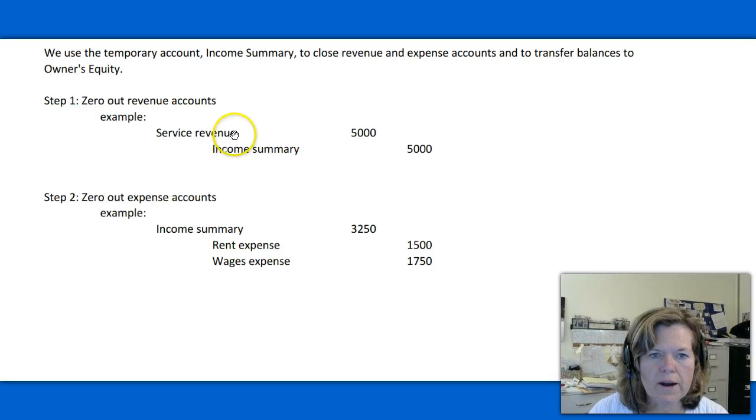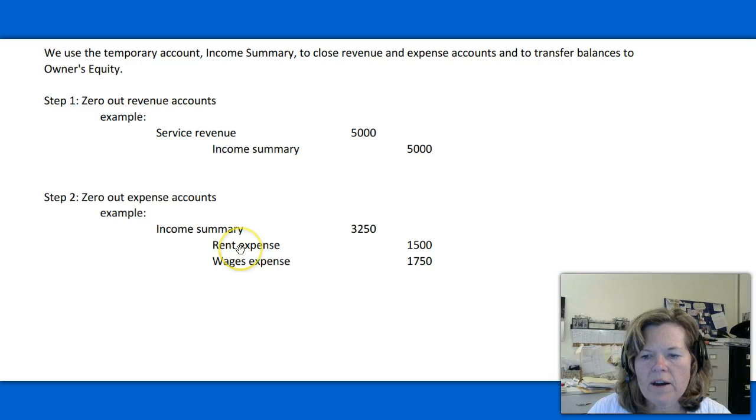But you would have to zero out each revenue account. My dog agrees too. So step two, we're going to zero out the expense accounts. And here's my example. I'm only using 2 expense accounts. Most companies are going to have more, and so you would see those listed down here.